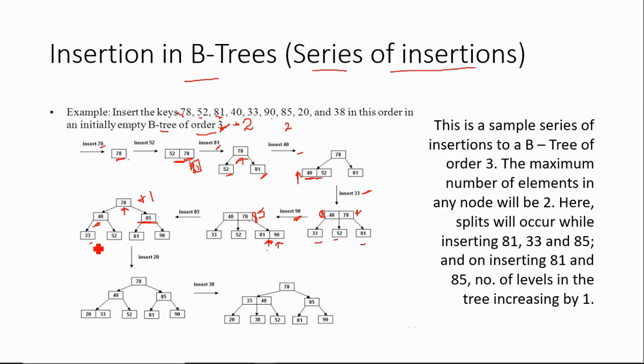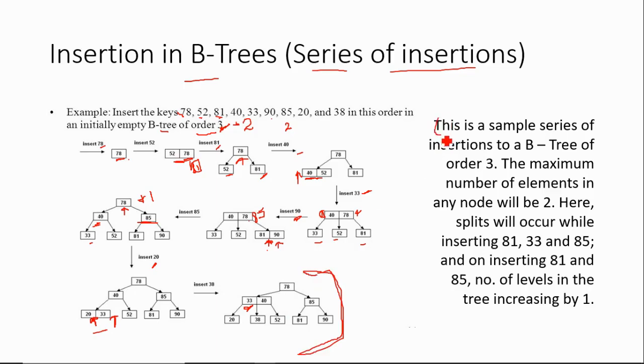So after this they added 20, so 20 is added without any problem. This is my 33. After that we have 85. Now it was supposed to be added in this position, but here also there are 3 elements, so we shift 33 to the upper level. So we have this final B-tree as our result.